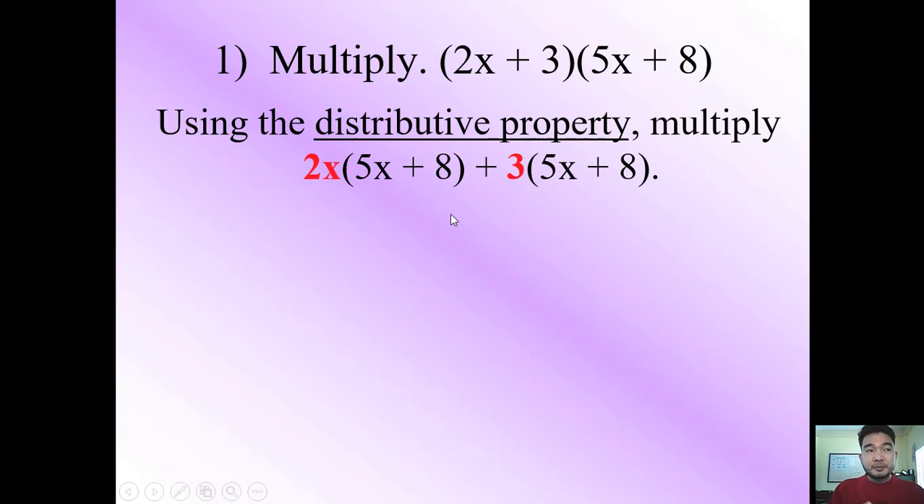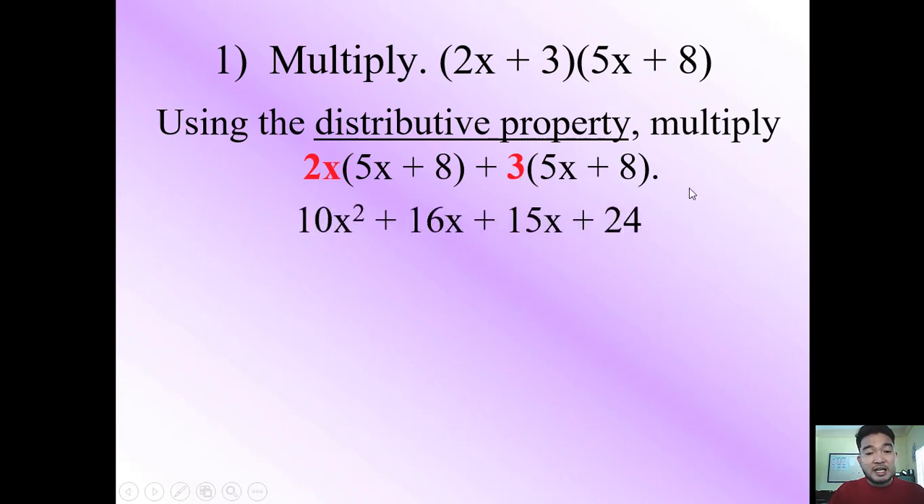Ibig sabihin, i-distribute natin yung first factor to the second factor. Kaya nagiging distributive. Kaya tinawag na distributive property. Parang lahat ng terms dun sa unang factor, i-multiply natin sa lahat ng terms doon sa second factor. Okay. So you will have 2x times the quantity of 5x plus 8 plus 3 times 5x plus 8.